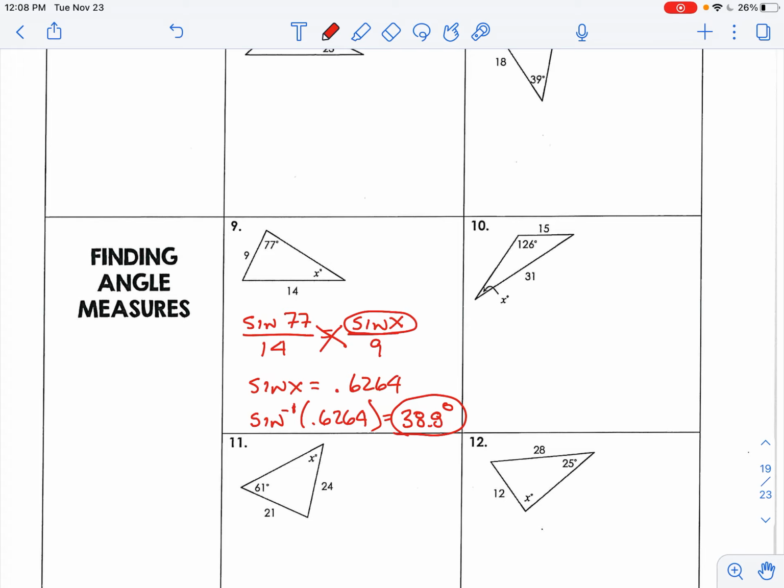And does it kind of make sense? Just a quick check. 77 is opposite 14. Yeah, it makes sense. About 40 is opposite 9. So at least they're in the right frame. All right, let's try number 10.